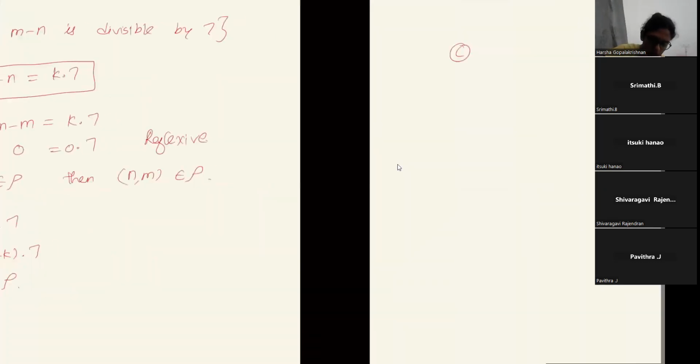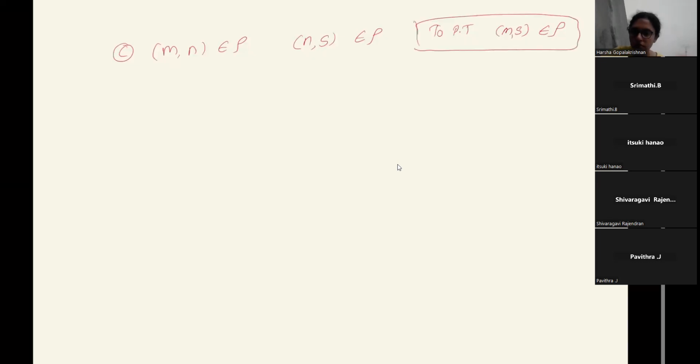Now let's go to the transitive condition. Suppose (m, n) belongs to rho and (n, s) belongs to rho. What do we need to prove? What is the transitive condition? (m, n) belongs to rho and (n, s) belongs to rho, then (m, s) should belong to rho. This is what we want to prove. Clear?